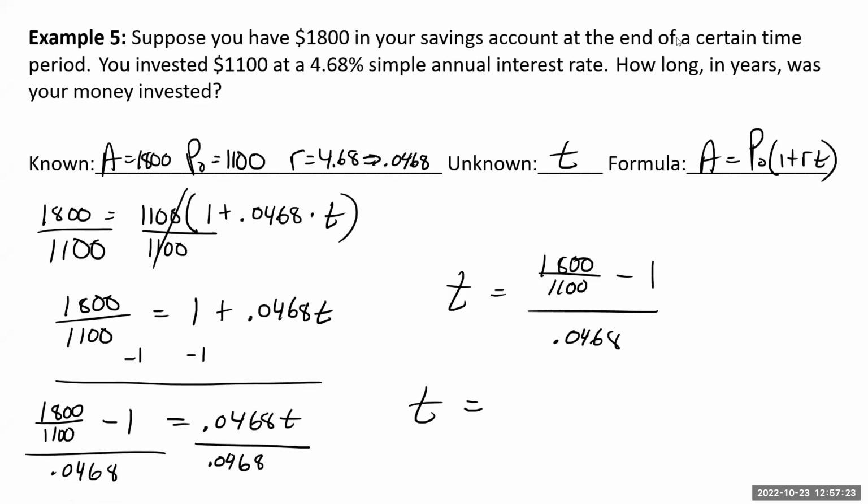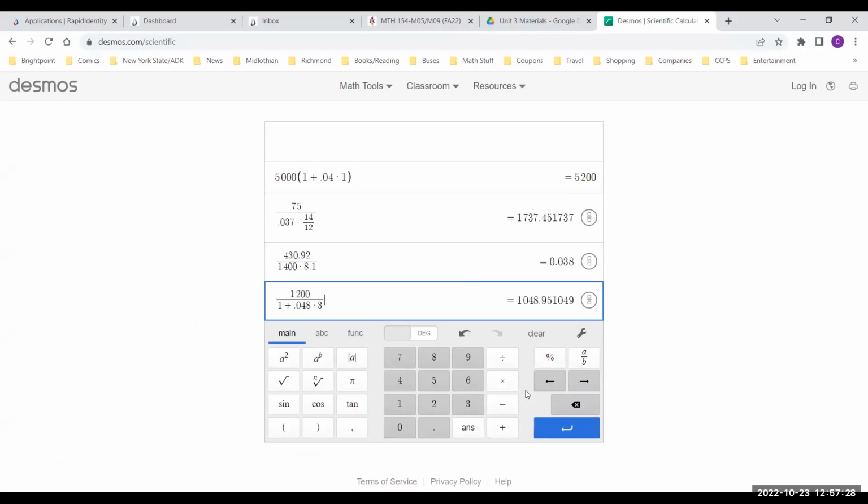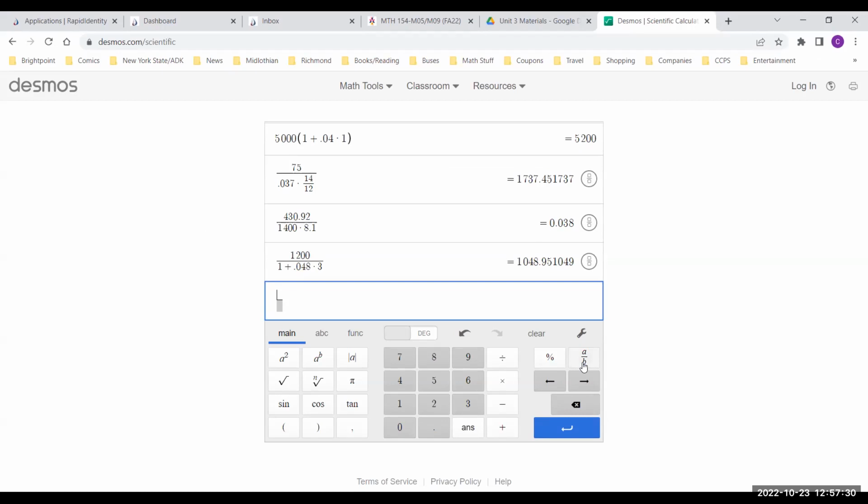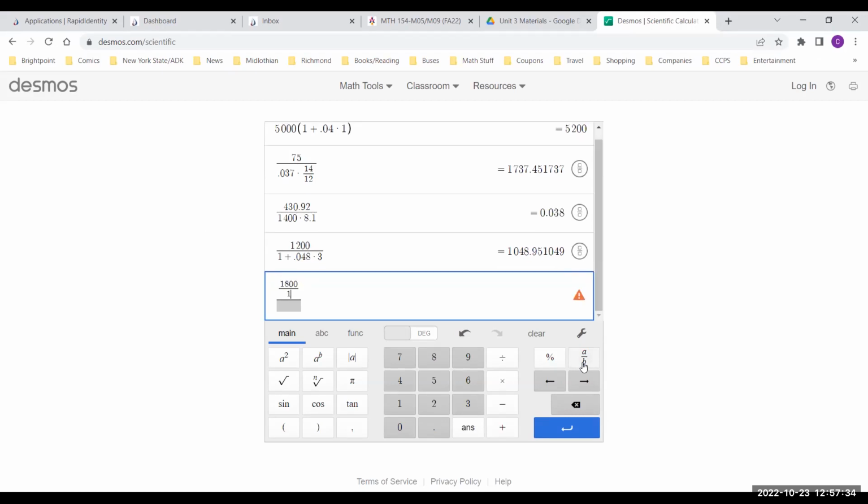Let's go into our calculator. We need a fraction. In the numerator, we had 1800 divided by 1100, right arrow, minus 1. Down arrow to the denominator, and we're going to divide by 0.0468. We should be coming out with, it looks like, 13.59. That would be in years.